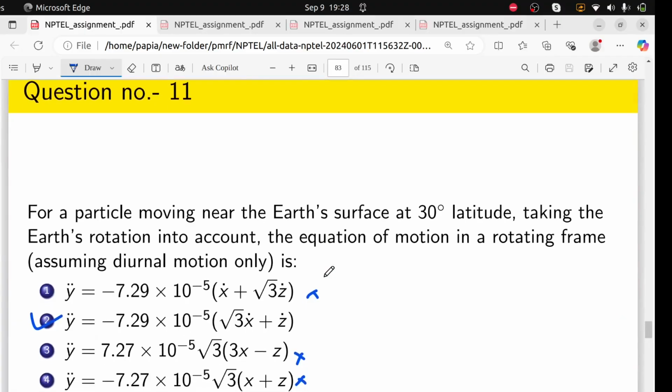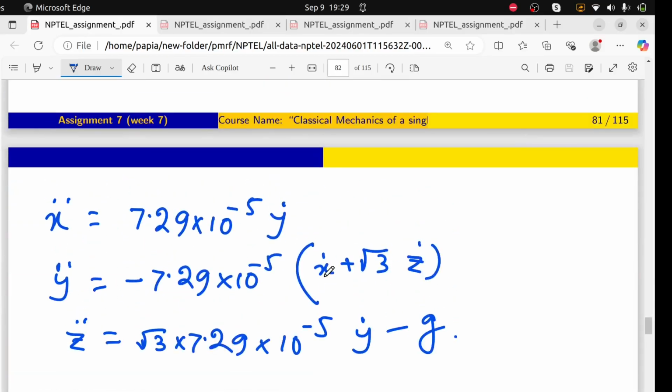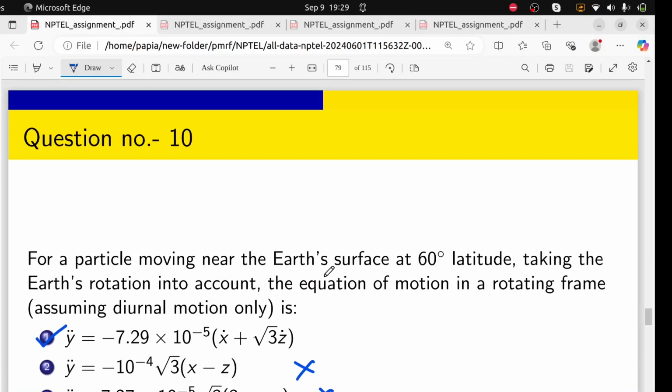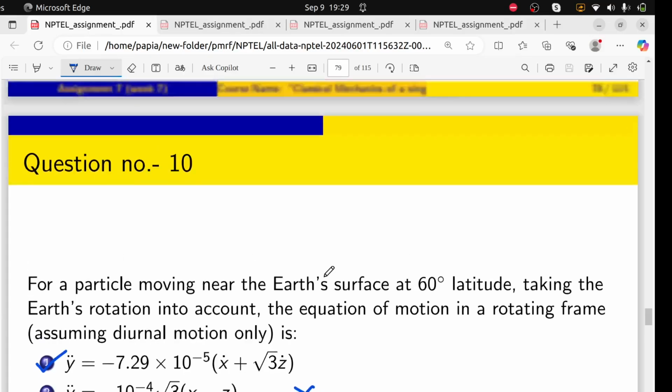Yes, about the y double dot equation of motion calculation, we can get the answer as 2. When lambda equals 30 degrees, and given the earth's rotation, the equation of motion along the y direction comes out as y double dot equals minus 7.29 × 10^-5 root 3 x dot plus z dot. A similar question is here with lambda equals 60 degrees, and it comes out as x dot plus root 3 z dot.